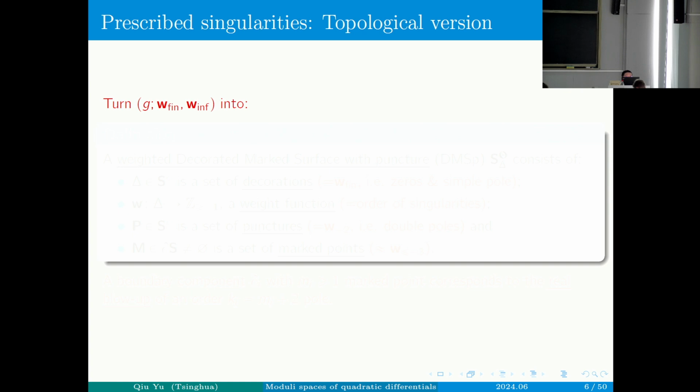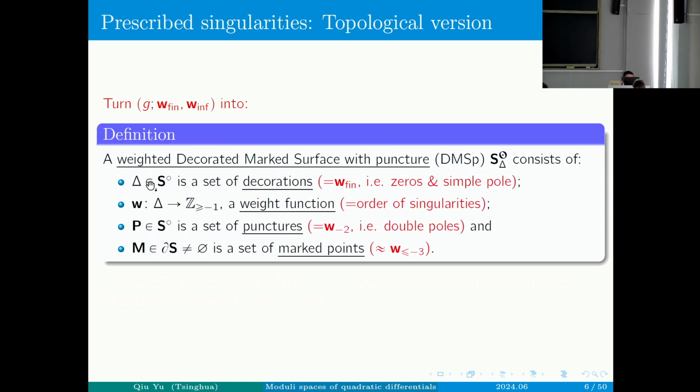Let's give another description of the moduli space, because after all, it's on a surface. So let's use some topology. Basically, I will use this weighted decorated marked surface with punctures to record all the information we have. There are many terminologies because each of them corresponds to a piece of data. For example, the decoration means the finite singularities. The weight function tells you the order of the singularity, the zeros or simple poles. And then the puncture corresponds to a double pole.